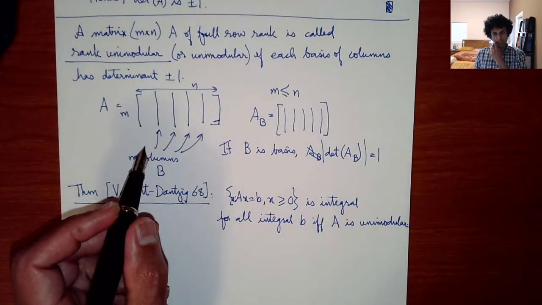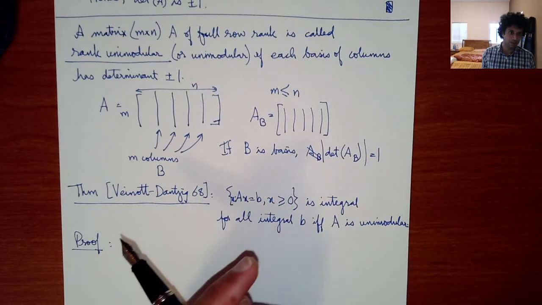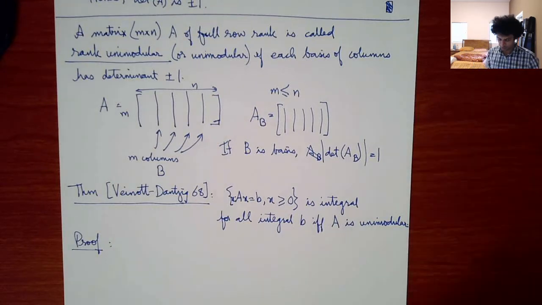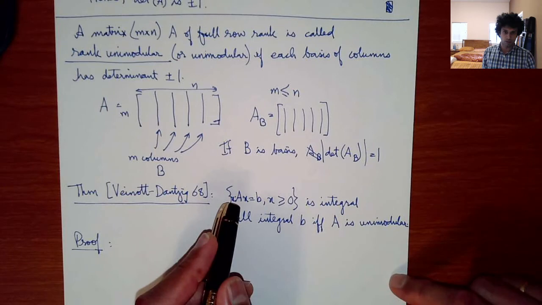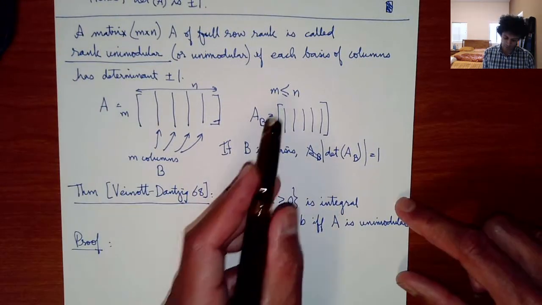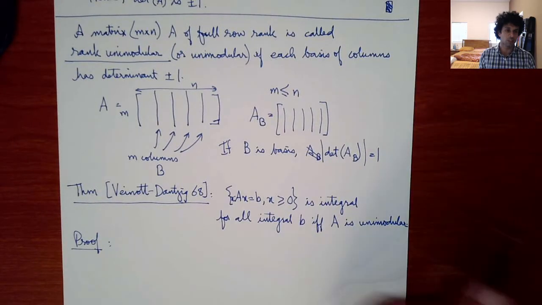So here we're looking at this polytope Ax is equal to b with a non-negativity constraint, and this is exactly what you get, if you recall for the simplex algorithm, by putting in slack variables. And so this polytope is integral for all integral b if and only if A is unimodular, which means that if you take any basis, then the determinant is plus minus 1.